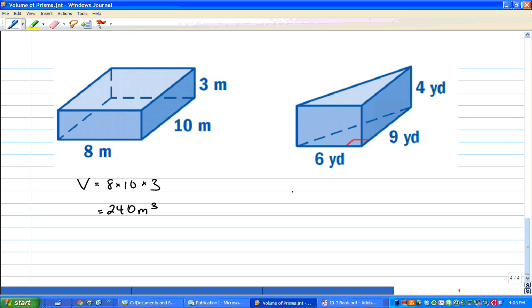Moving on to the triangle. Here you've got to realize what the base is, and it's this portion right down here. And the volume is equal to the area of the base, which is 1/2 of the base of the triangle times the height of the triangle, and that whole thing times the height of the prism. So 1/2 times 6 times 9 times 4 is equal to 108 yards cubed.